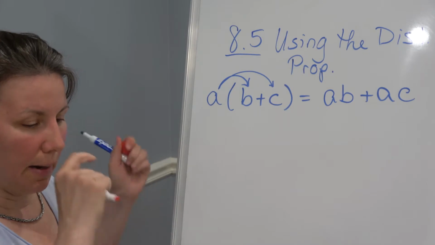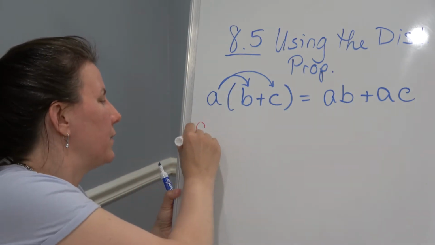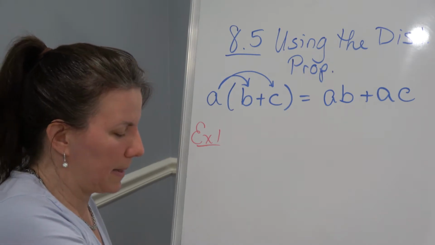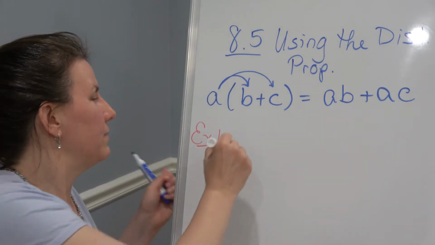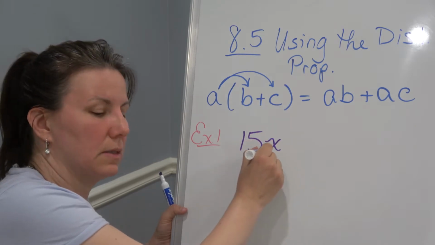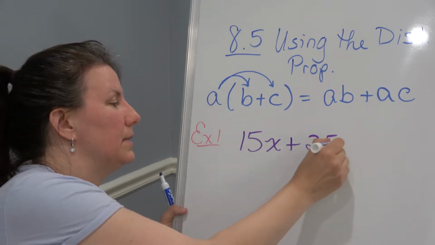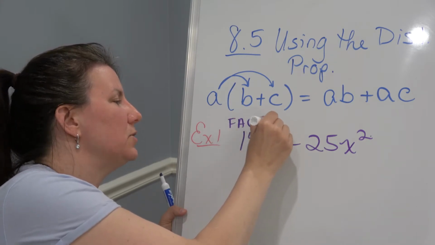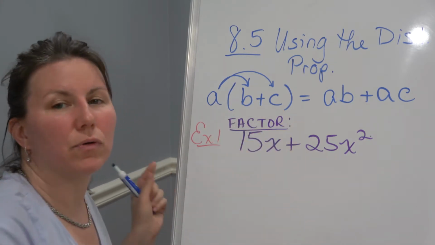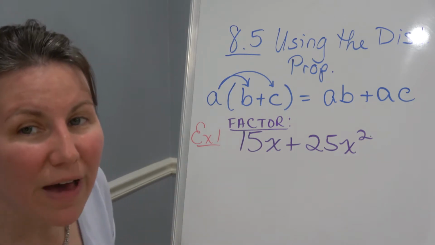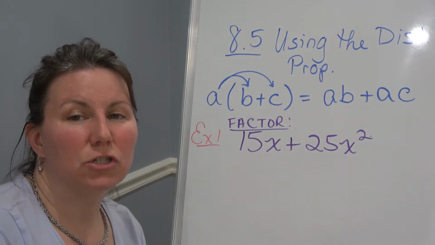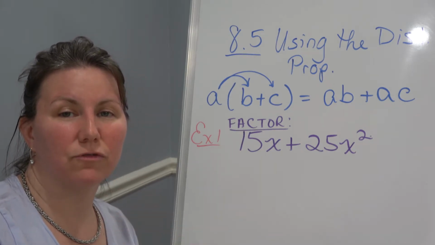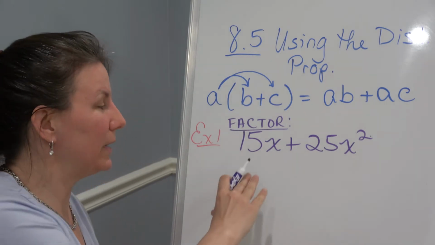So for example, if I give you something like this, the instructions are going to say factor. And when you factor something, you write it as a product. So when you factor something, the first thing you're going to ask yourself is if you can take out a greatest common factor from every term. So we have a binomial here.